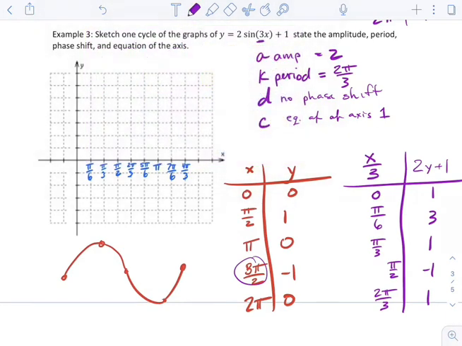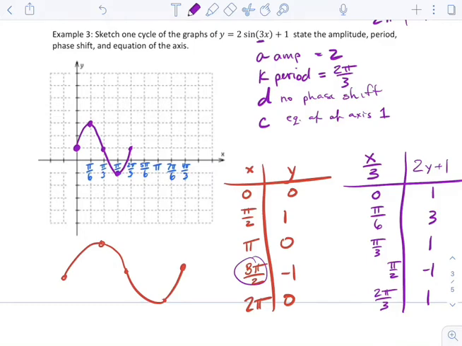So 0 and 1 will be right here. Pi over 6 and 3. Pi over 3 and 1. And there we go. That's our graph for 2 sine 3x plus 1.